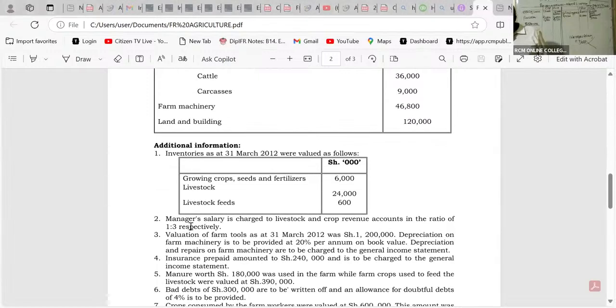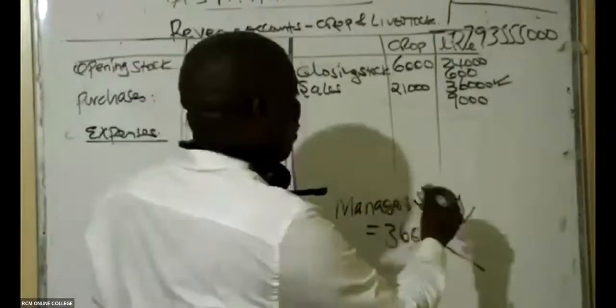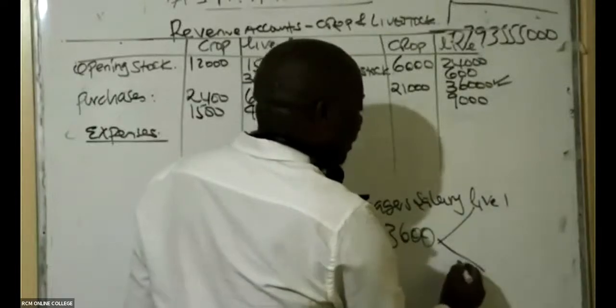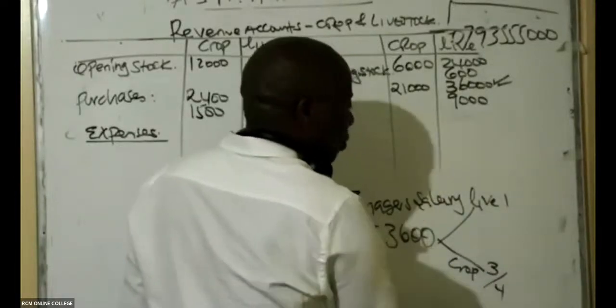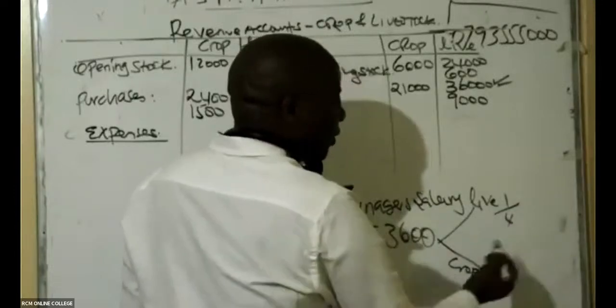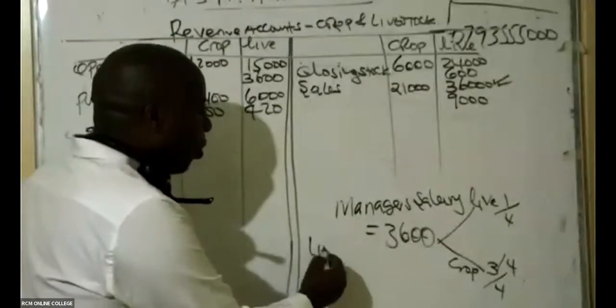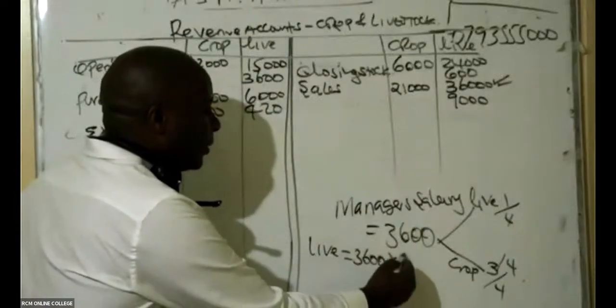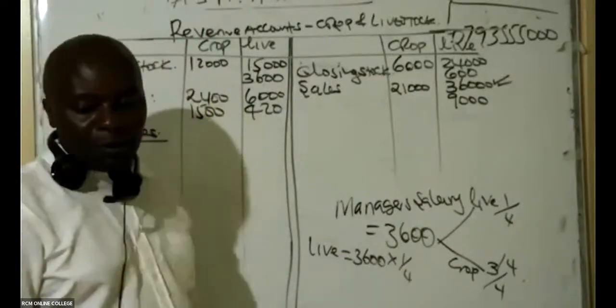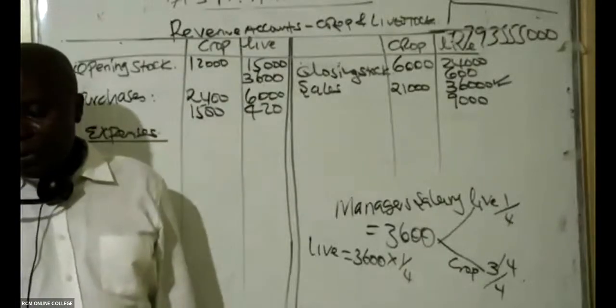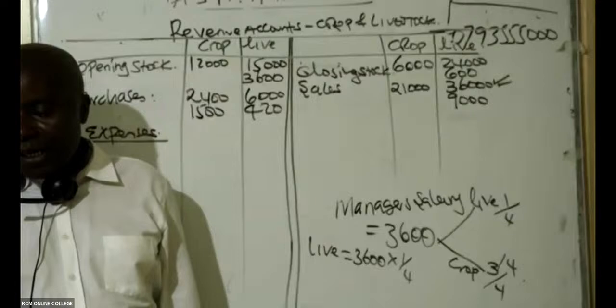They have told us here, manager's salary is to be charged to the livestock and the crop revenue accounts in the ratio 1:3. So 1 is for livestock, 3 is for crop. So we have here 1 for livestock and 3 for crop. So these are 4 portions. This will be a quarter, this will be 3 quarters. So can somebody give me 3,600 times a quarter? Livestock will be 3,600 times a quarter, which gives me 900.